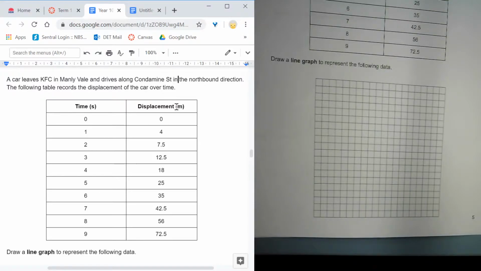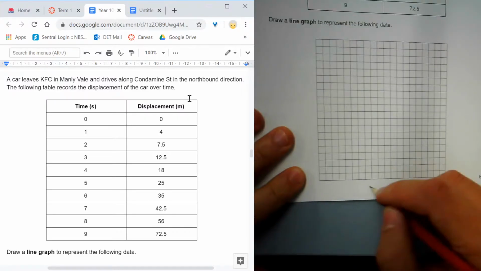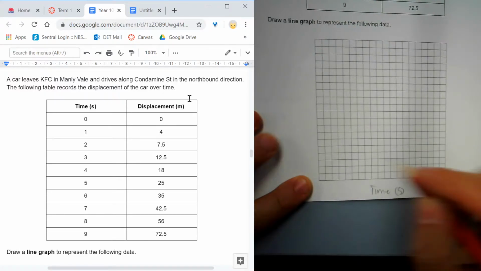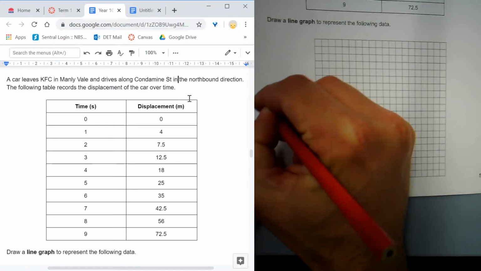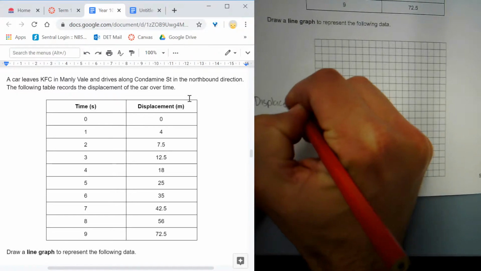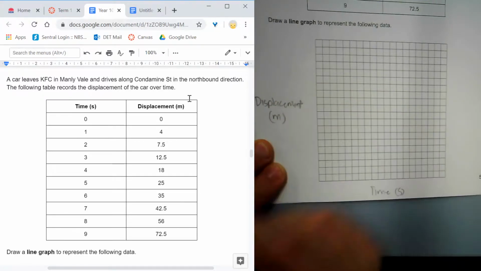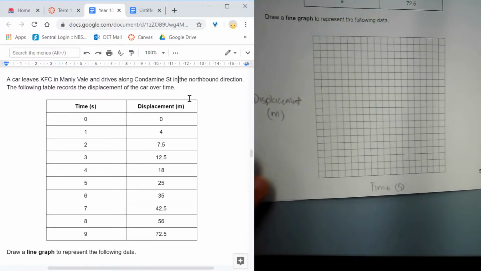We read from left to right. You have to crawl, so your x-axis, before you walk, which would be your y-axis. So we go across before we go up. Crawl before you walk. So I'm going to write time in seconds down here, and I'm going to write displacement in meters on my y-axis.